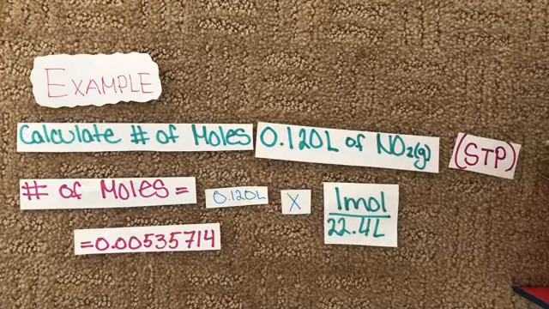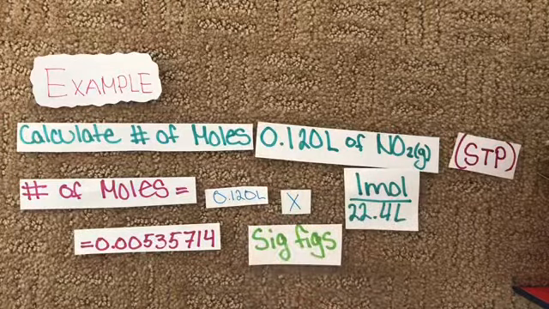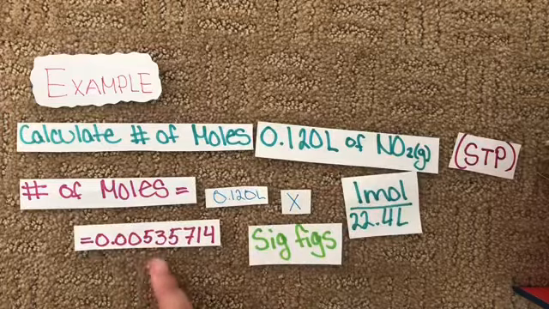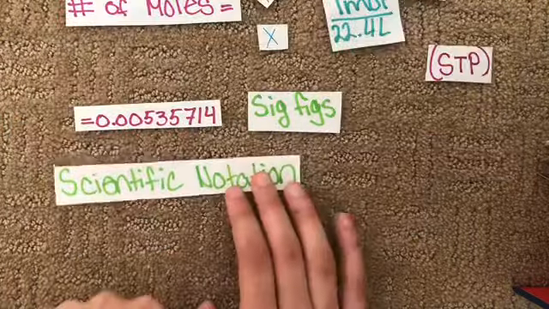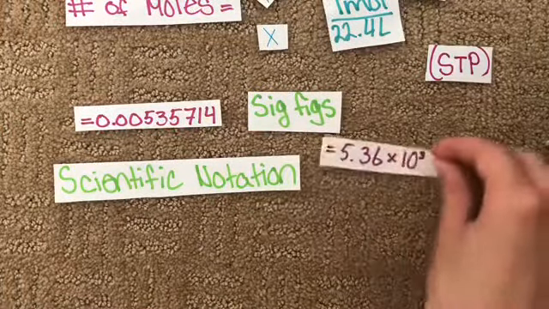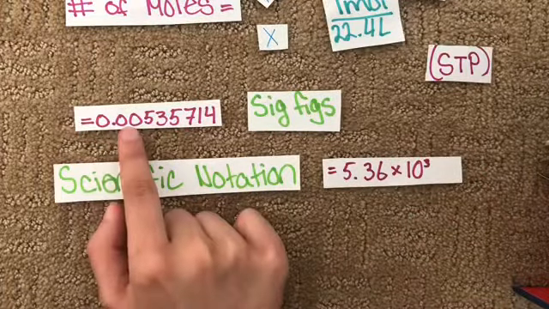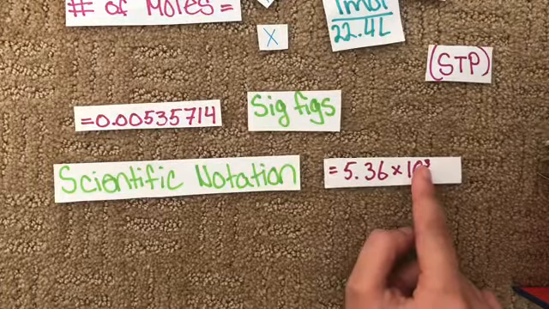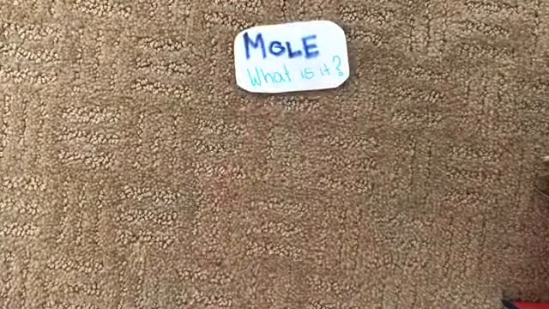0.00535714. But you see, this number does not work well with sig figs. Sig figs in this equation, you should have 3, and this has 1, 2, 3, 4, 5, 6. So what you're going to do is put it in scientific notation. And this is the answer in scientific notation. So what I did was I moved the decimal point 3 spots, hence 10 to the power of -3 and 5.36.